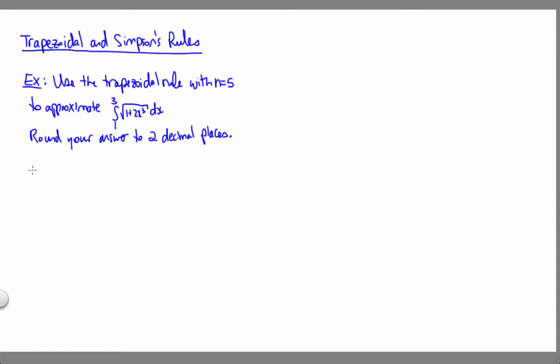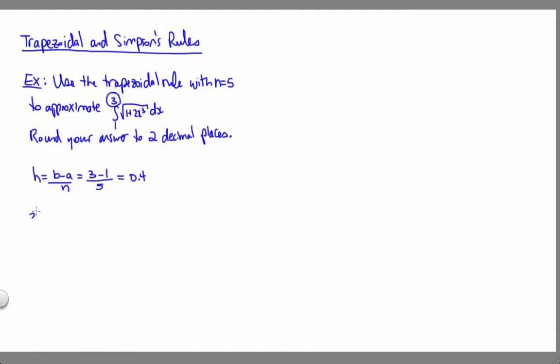So let's start by calculating the increment h, which is defined as (b minus a) over n. b represents the upper limit of integration, which is 3, and a is the lower limit, which is 1. We're going to be dividing by the given n value, which is 5. Overall, we've got 2 over 5, which is 0.4.